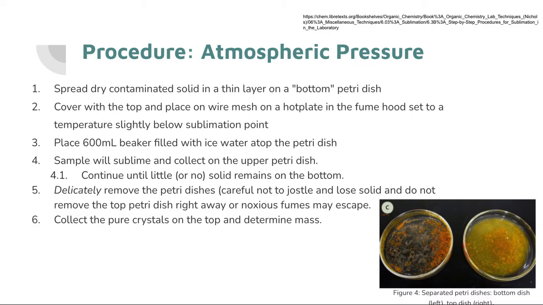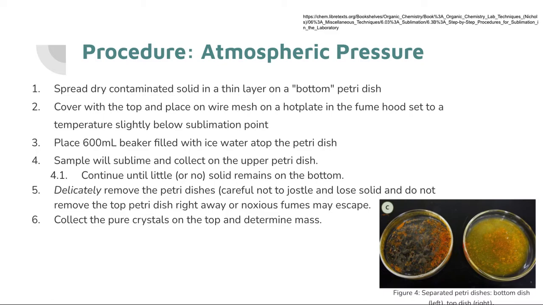In the beginning stages of the sublimation, small amounts of condensation can be wiped off the top Petri dish with a paper towel. But too much condensation, if left behind, may wash crystals off from the top dish. Next, you would cover the bottom Petri dish with the top and place it on a wire mesh on a hot plate in the fume hood set to a temperature slightly below the sublimation point. The wire mesh helps dissipate the heat evenly throughout the dish and minimize charring.